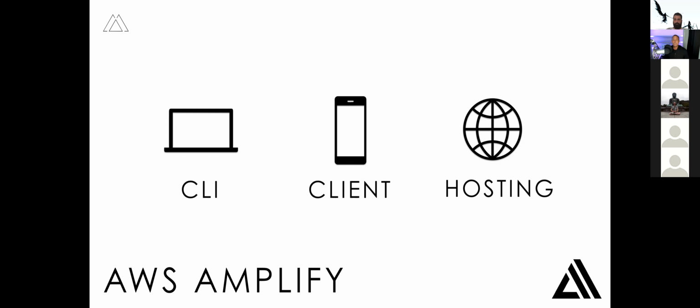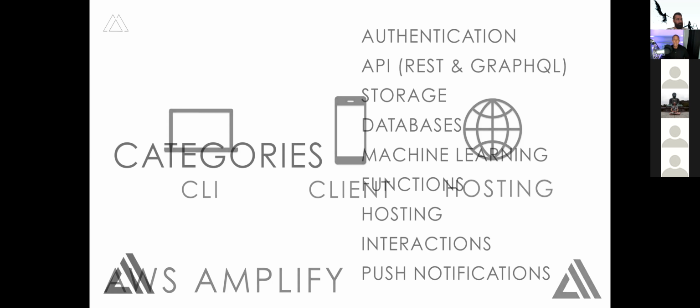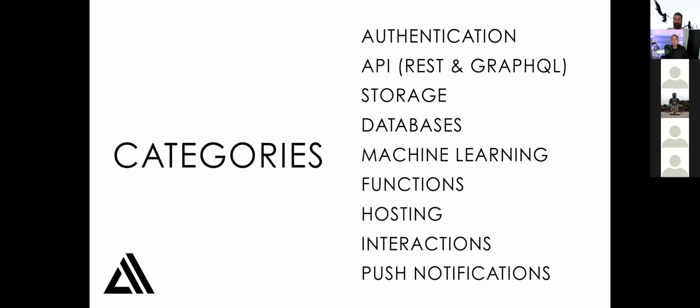And then we also offer a static site hosting service that is also a portal for you to see your backend infrastructure that's been deployed using the CLI. And some of the categories that we support right now, within these categories there are many times multiple different services, but we have authentication, REST and GraphQL APIs, Lambda functions, storage for images and videos, databases, machine learning, hosting, interactions, and push notifications. And we're adding a few more. And we also have video, and video is a way to do live streaming and stuff like that.